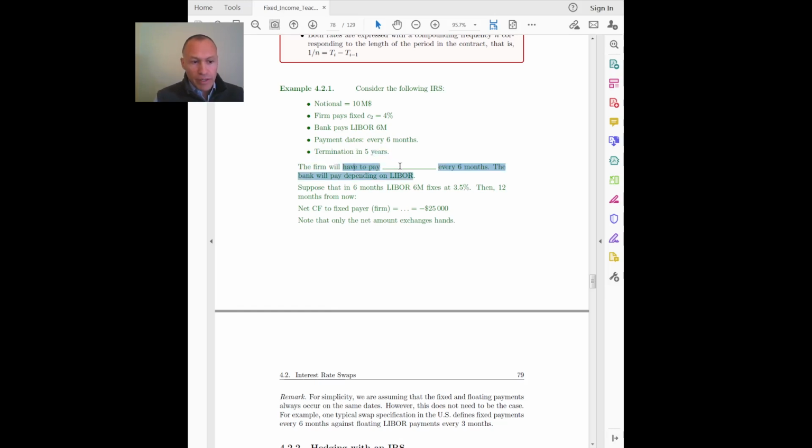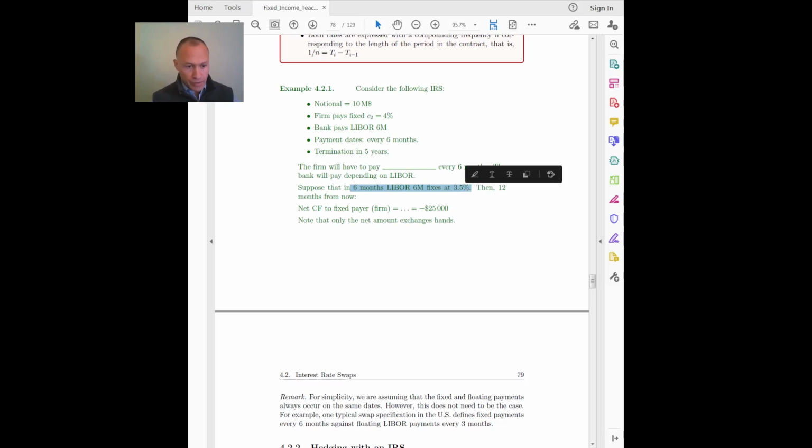So the firm will have to pay to the bank the fixed rate. This rate is always quoted as an annual number, so this is 4% per year, but since there are payments every 6 months, the firm will have to pay 4 divided by 2 every 6 months, so 2% of the notional, 2% of the 10 million, right? What the other side pays depends on the floating rate, which in this case is the LIBOR, okay? So for example, suppose that 6 months from now, the LIBOR fixes at 3.5%. At the end of the period, we compute the payments and find what is the net amount.